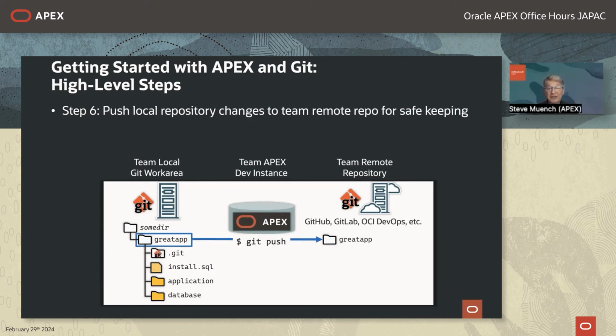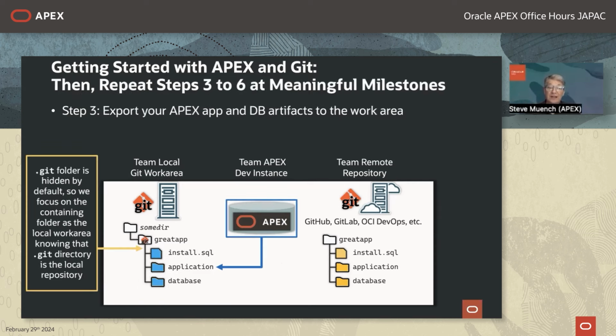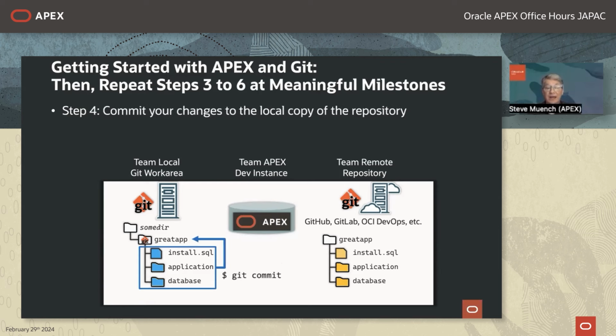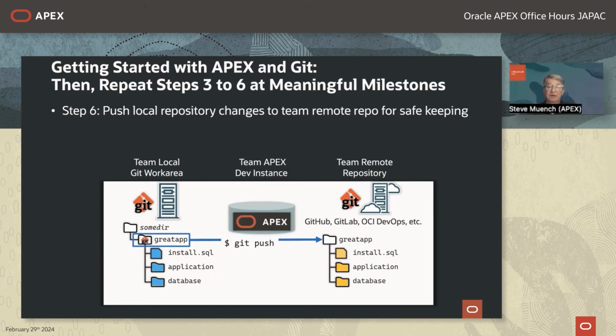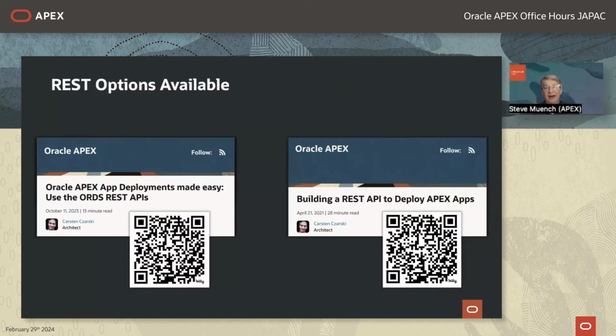Once you commit changes to your local work area, you can push those changes back up to the team remote repository, and it not only serves as a backup of your changes, but as we mentioned, it serves as the history over time of all those changes. So the next time your team makes a set of changes, you export again to your local work area and commit those changes and push them up to the repository. You can later review all of the lifetime of your application using functionality that's provided by GitHub, GitLab, OCI DevOps, Visual Builder Studio, whatever tool you're using to work with Git has features that let you do that.